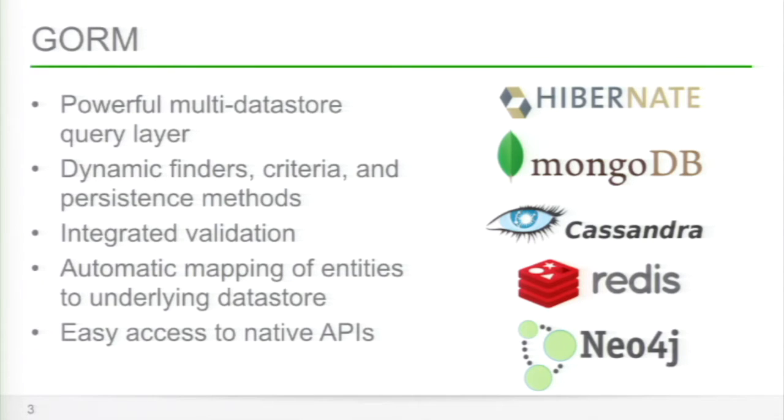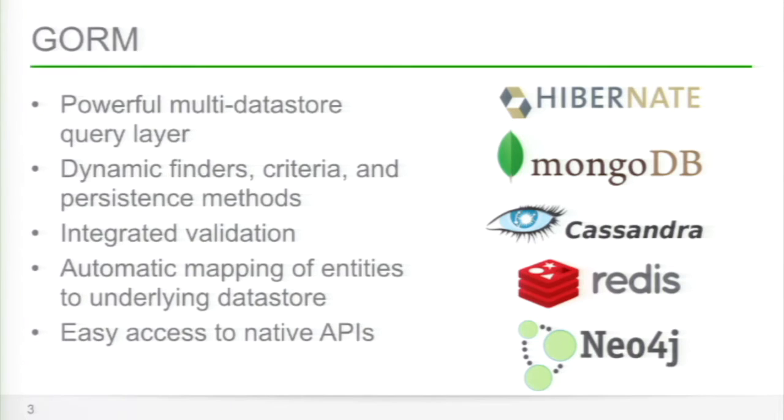So what does it do? It provides basically a way to take an object, a class, and map it to an underlying data store, and then it provides a query API automatically for that class. So instead of you having to write a repository or a service where you handcraft your SQL or your HQL or whatever, you basically just call dynamic finders that exist, use criteria queries, persistence methods, and so forth that are already built into the persistence framework.